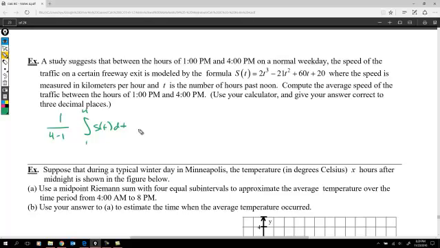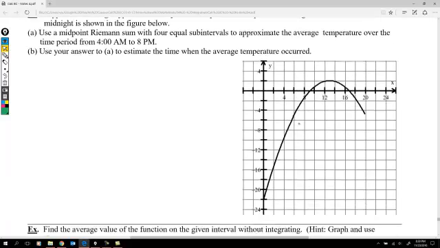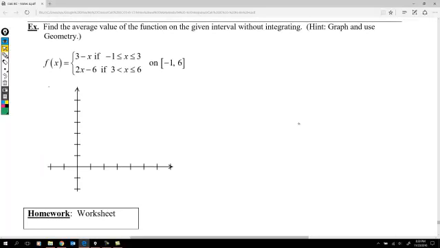Now, personally, I put this in my calculator because I'm a cheater, but you don't have to. We could evaluate this if we wanted to. Either way you want to do it, you could do it by hand, you could put it in your calculator. Either way, you'll get 65.5 kilometers an hour. So that is my average speed. Now we're going to skip this next example because it causes all kinds of problems. And last one here.